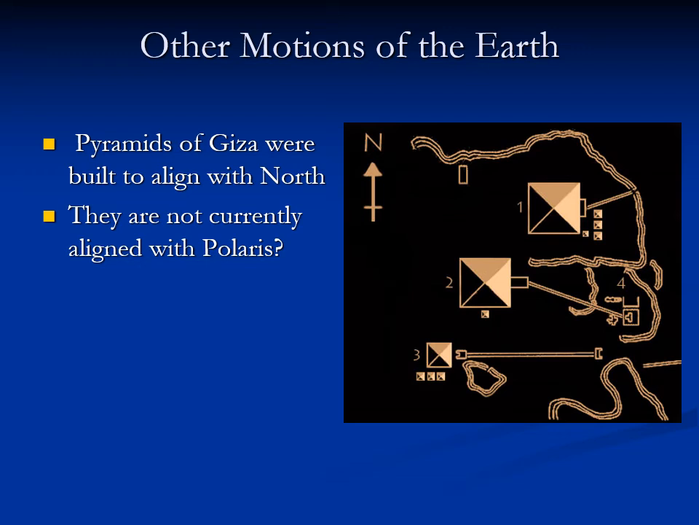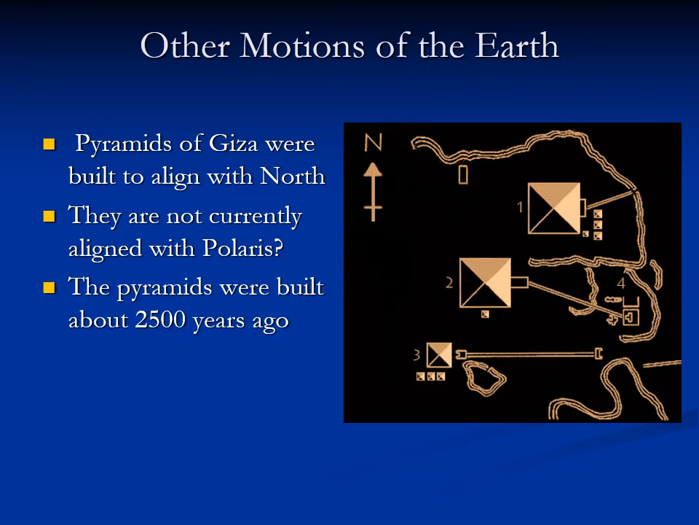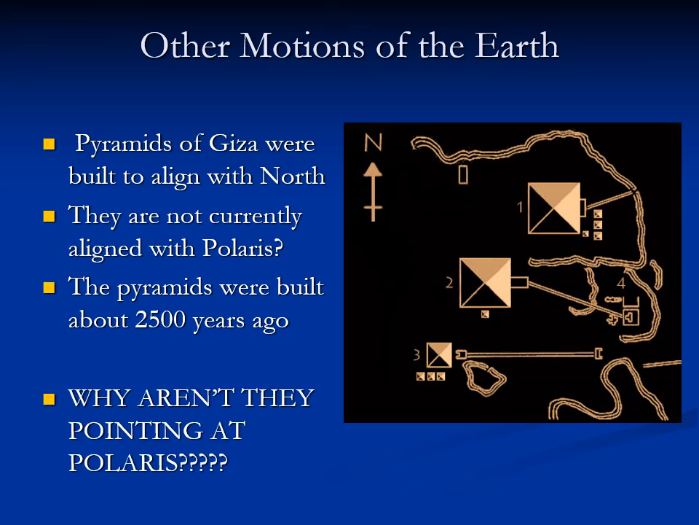So what are some other motions of the Earth? Well, let's take a look at the pyramids of Giza. Those pyramids were built perfectly to align with north. And north, perfect north, is to our North Star, Polaris. However, today they are not aligned with Polaris. So what happened? Well, the pyramids were built roughly 2,500 years ago. Why aren't they pointing there?